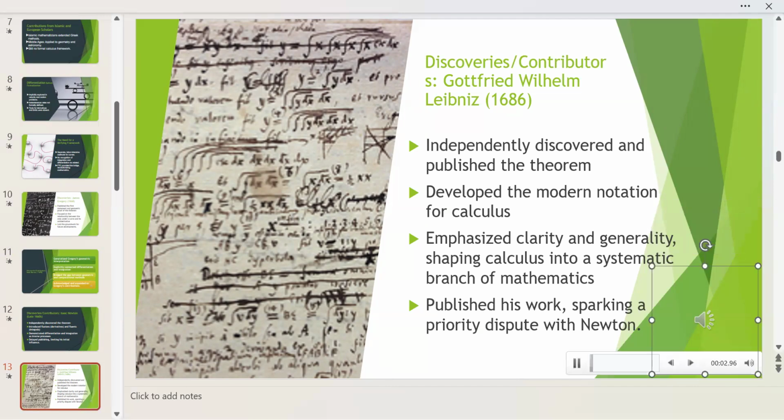So our next and final contributor is Gottfried Wilhelm Leibniz, better known as just Leibniz, and he independently discovered the theorem, but the difference between him and Newton was he published his findings. And in his findings, he emphasized clarity and generality.